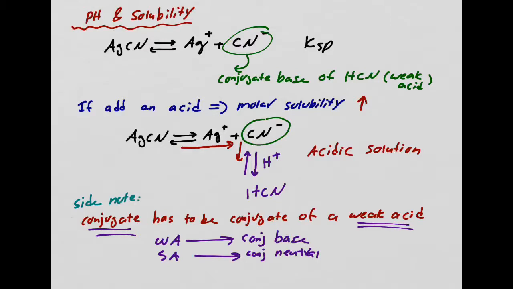Here's a side note. So the conjugate base, for example, here CN- was the conjugate base of a weak acid. It has to be the conjugate base of a weak acid, because if you're a conjugate of a strong acid, you're neutral. If you're neutral, H+ is not going to care much about you. If you're basic, the H+ is going to care about you. All right, so far so good? You guys get the concept down? Okay. Do you want to do another practice problem to make sure that you're getting the concept down?